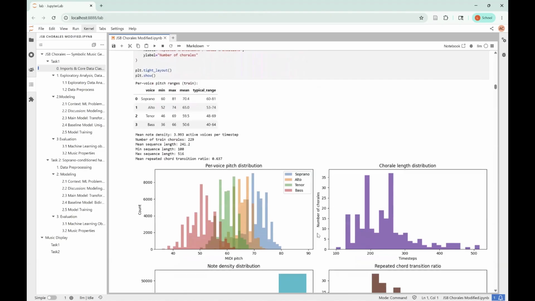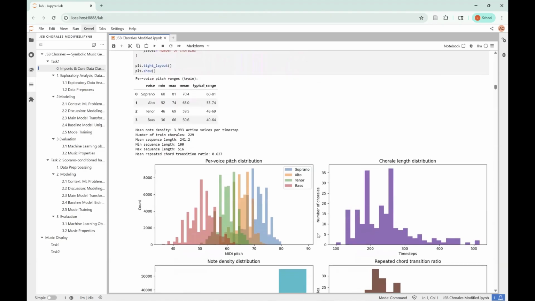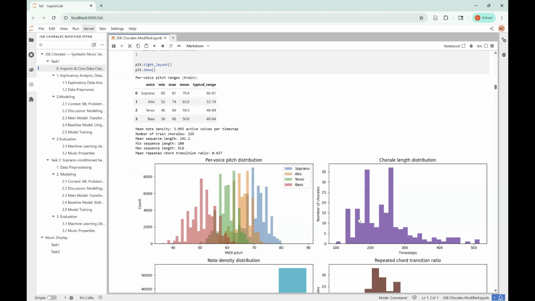The EDA results show that the JSB chorales dataset is clean and structured. The pitch distribution shows that the four voices occupy reasonable and different pitch ranges. Bass stays in the lower range, soprano stays in the higher range, and the alto and tenor are in the middle.